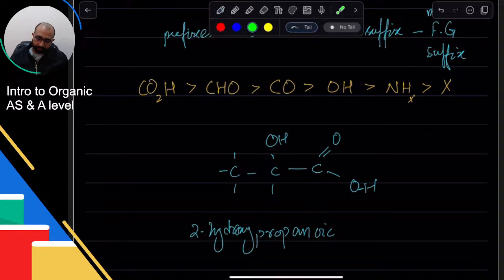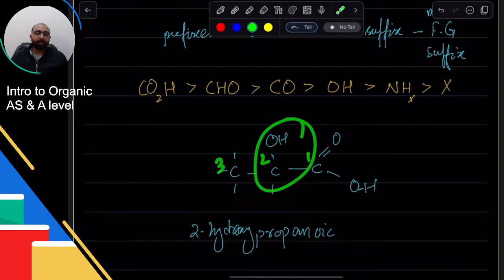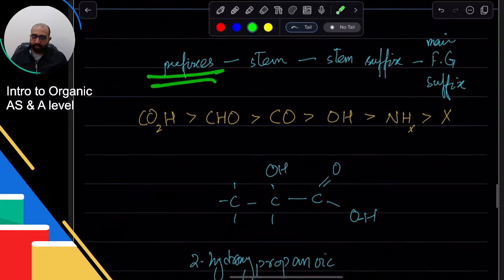Where am I counting from? 1, 2, 3. Remember that I'm not counting from here. That's wrong. Why? Because I have to go for smaller numbers. So 1, 2, 3, and the second one has hydroxy. Now, why did hydroxy go in the prefix and not here? Because the main functional group is carboxylic acid. Okay? So that is how we name them.